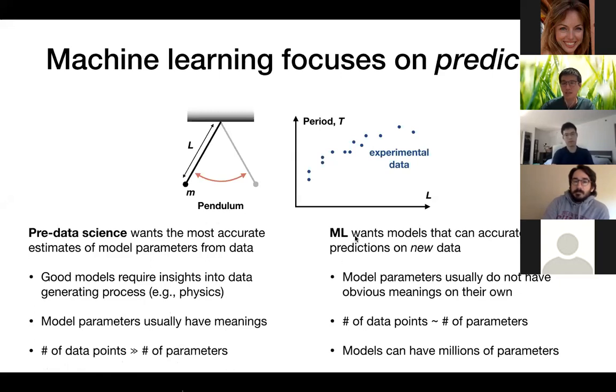In machine learning, the goal is quite different. We want to get models that can accurately make predictions on new data. In this case, model parameters usually do not have meaning on their own. The model can be complicated, can be anything. We are agnostic about how the model should be. But for a neural network, usually the number of data points is roughly the same order as the number of parameters in the model, and sometimes a model can have millions of parameters. So this brings in a lot of different scales that you do not have in pre-data science data analysis.